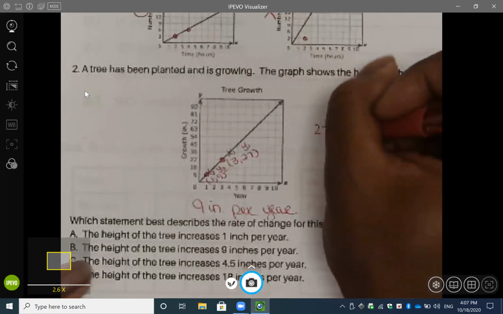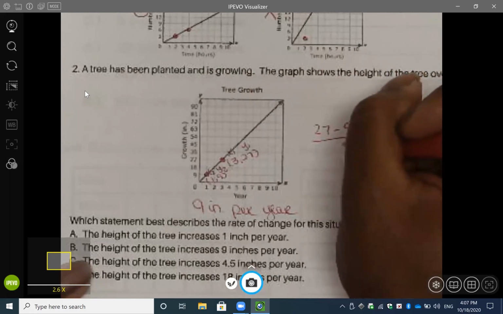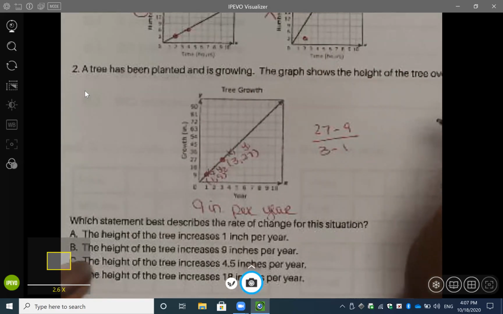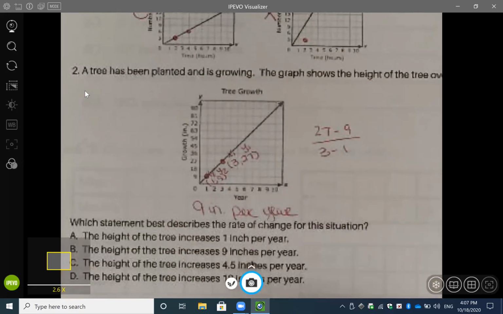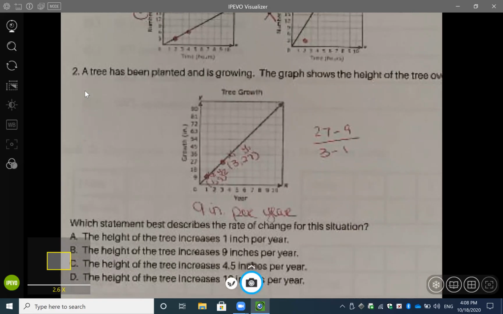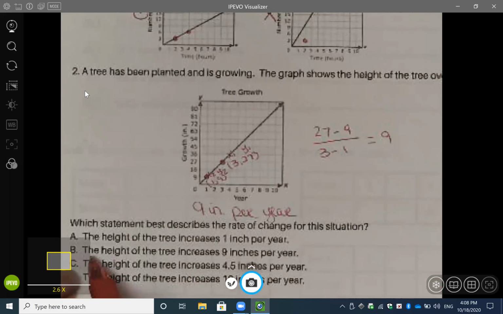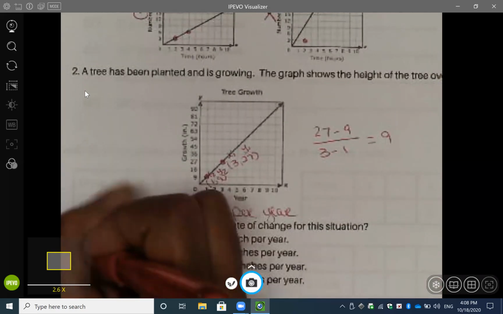I have 27 minus 9 over 3 minus 1. And when I put that in the calculator, I am going to get 9. So my answer is the height of the tree increases 9 inches per year.